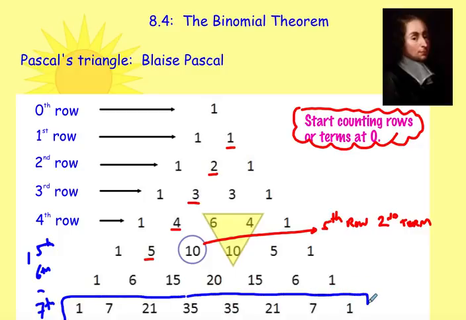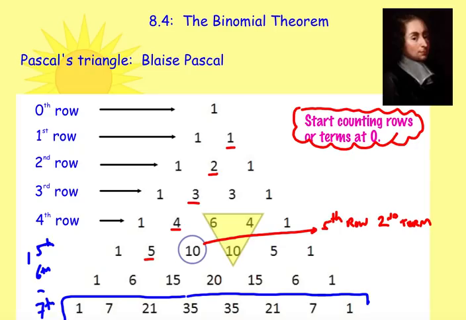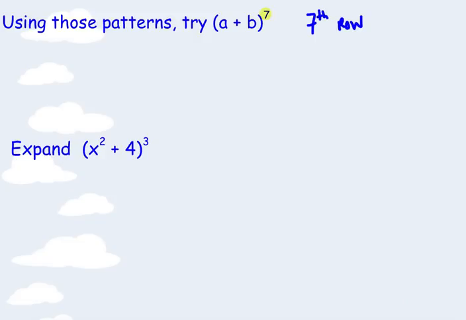So looking back, remember these red numbers, the 1, 5, 10, 10, 5, 1. Those are the coefficients in whatever this row is. So we need to be in the 7th row. These are our coefficients: 1, 7, 21, 35, 35, 21, 7, 1. So what I'm going to do is start setting this up.